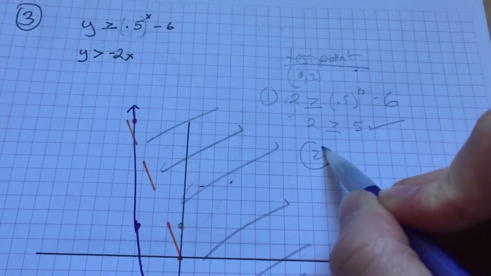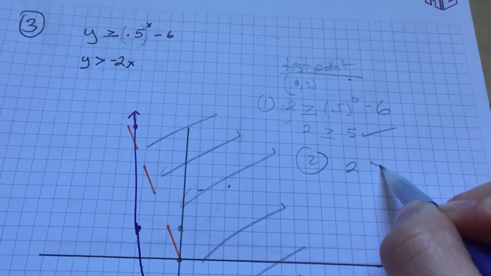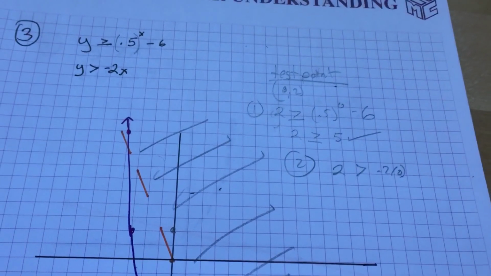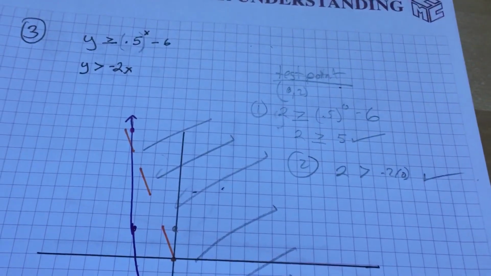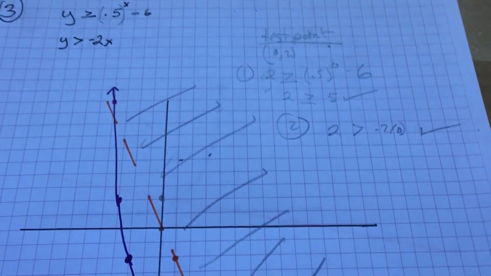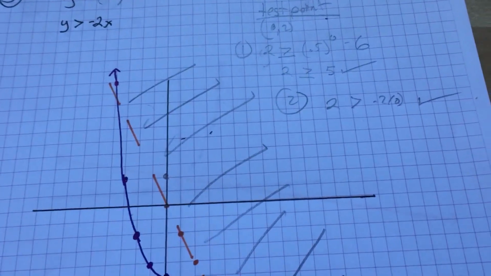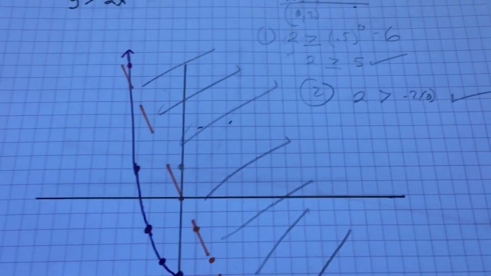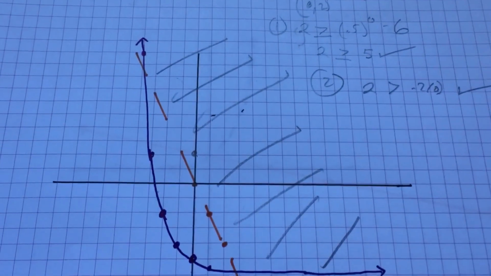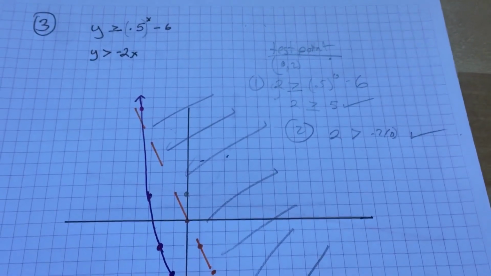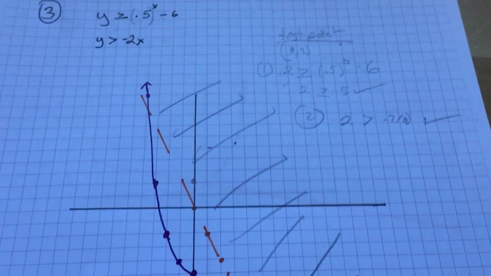So let's try the second one. 2 is going to be larger than negative 2 times 0, which is 0. So 2 is in fact larger than 0. That's a true statement. So again, I tested just that one point. If you want to test a few other points to make sure that they work in both of the equations, that's perfectly fine. But that's it. That's where your two overlaps happen to be.